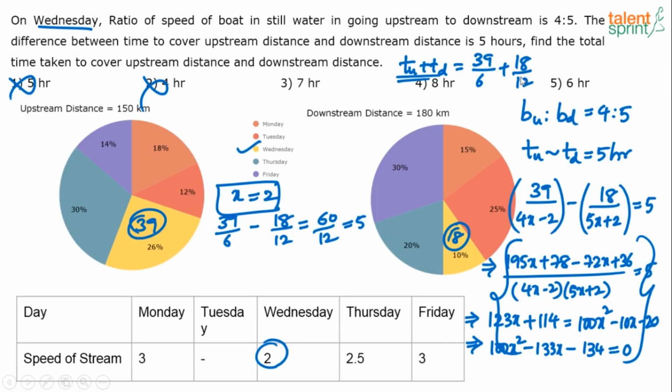Yeah, 18 by 12 is 1.5, 39 by 6 is 6.5. 1.5 and 6.5 is 8. So 8 hours will be the final answer, option 4. Alright. Chalo, let me quickly move to the next one.